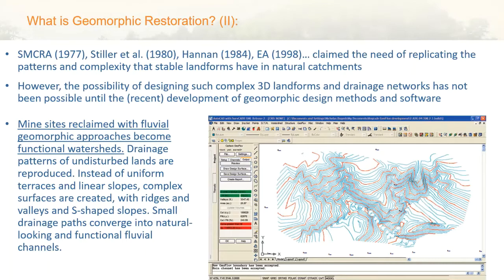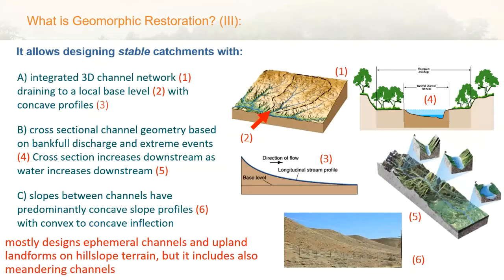For instance, with this software, we can design full catchment elements such as a complex 3D drainage network. The channels of this drainage network have concave profiles, as natural channels do. The transversal profiles of those channels also have bankfull and flat plain sections. Bankfull and flat plain sections also vary along the channel.